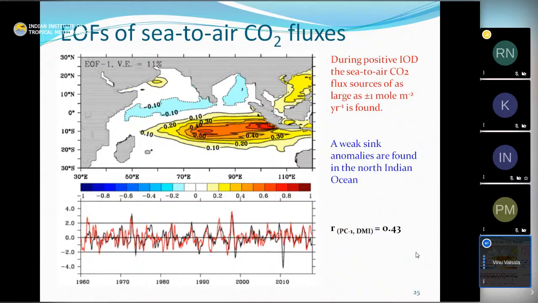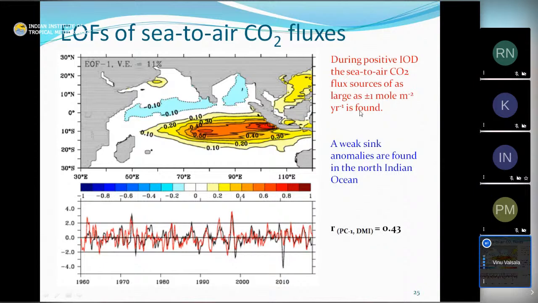After calculating the anomaly, we employed a simple EOF analysis. Then we saw that there is a very nice signal in the air-sea CO2 flux, or sea-to-air CO2 flux, in the Indian Ocean, and that EOF pattern is what is shown here. We have a large positive EOF loading here, and positive means carbon is coming out of the ocean, so the flux of carbon is from ocean to atmosphere. The principal component of that matches very well with the IOD index, at a correlation of 0.43.